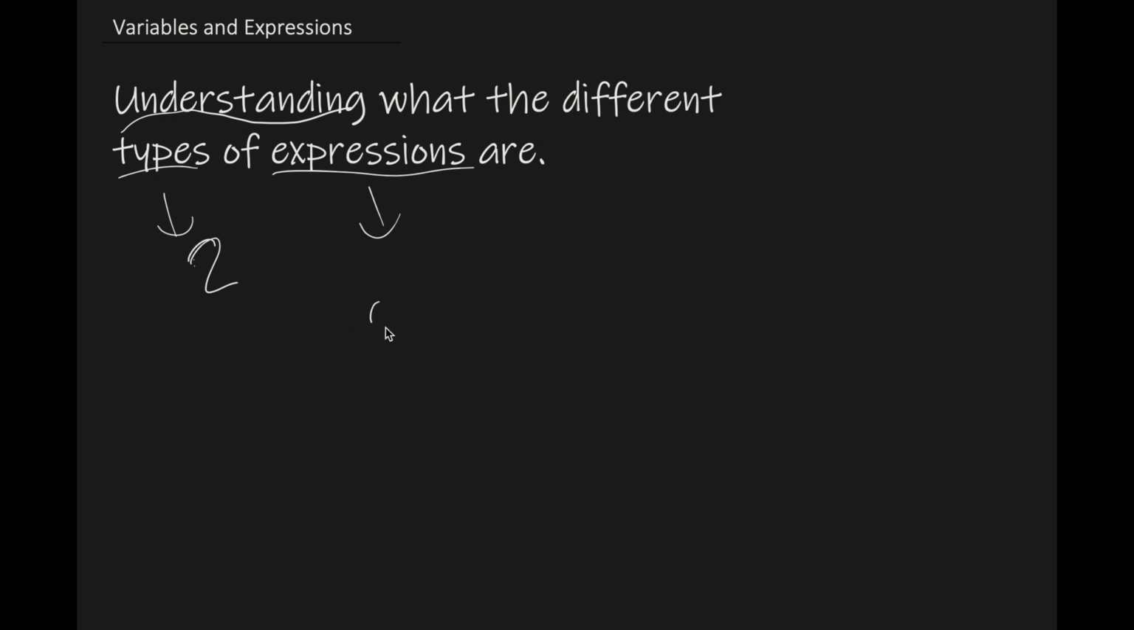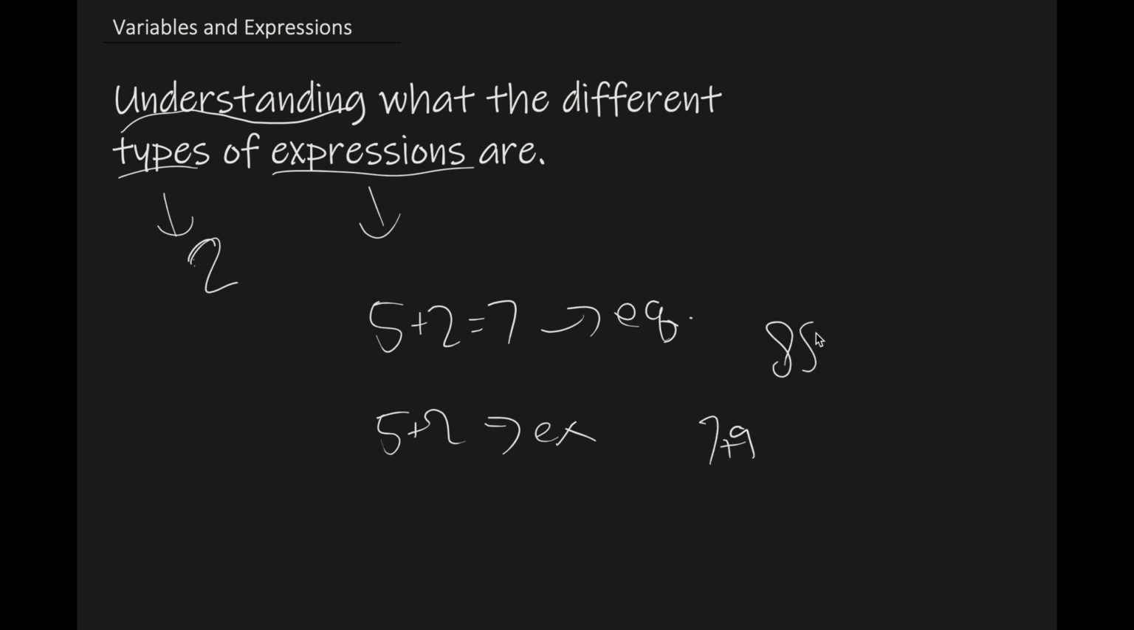If you have 5 plus 2 equals 7, that's an equation. I'm going to write EQ. But if you have 5 plus 2, no answer, that's an expression. So 7 plus 9, 88 times 4, all those are expressions. Let's go ahead and get started.